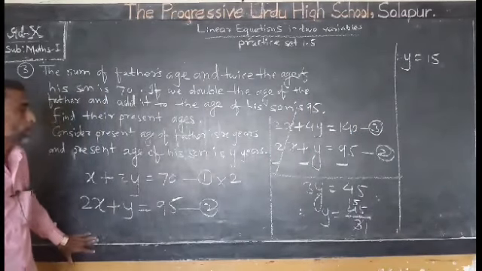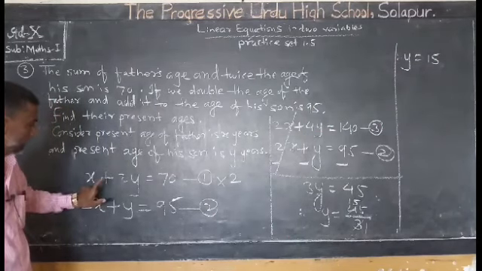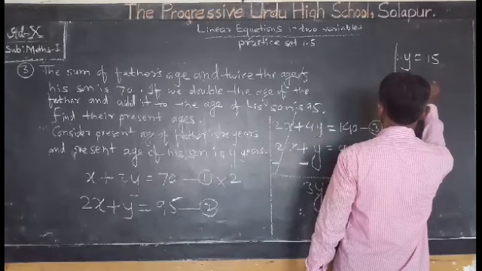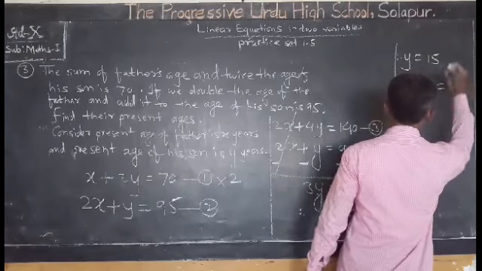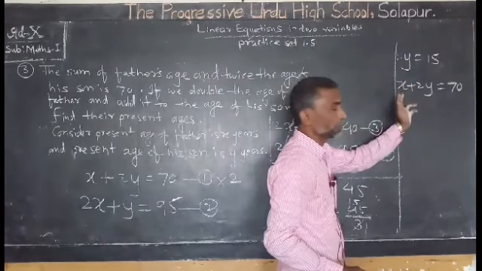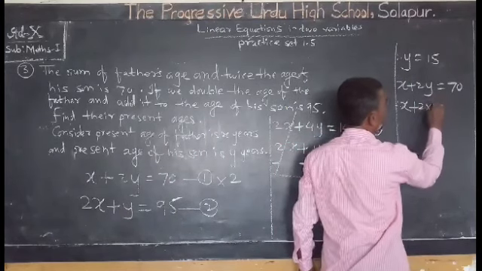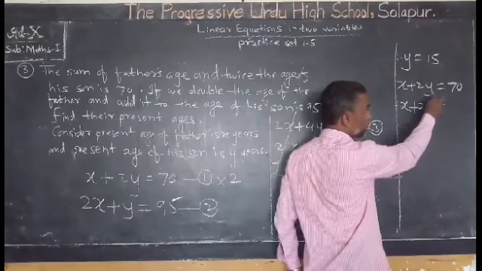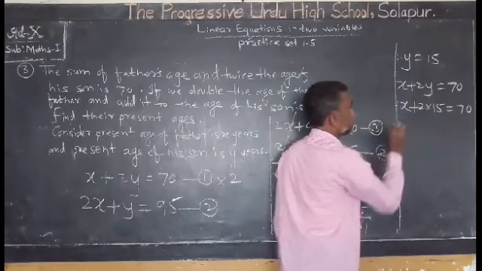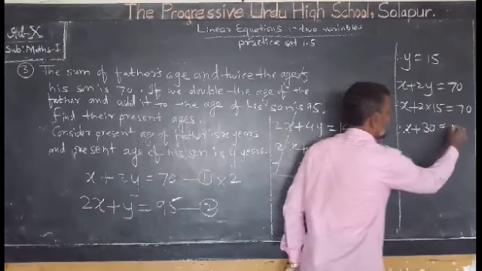Now we have to find the value of the first variable x. So put the value of y equal to 15 in equation number 1. First write the equation: x plus 2y is equal to 70. Now we are substituting the value of y in equation number 1. Therefore, x will be as it is, plus 2 into 15. Value of y is 15. So put y equal to 15 in place of y is equal to 70. Therefore, x plus 15 2s are 30 is equal to 70.